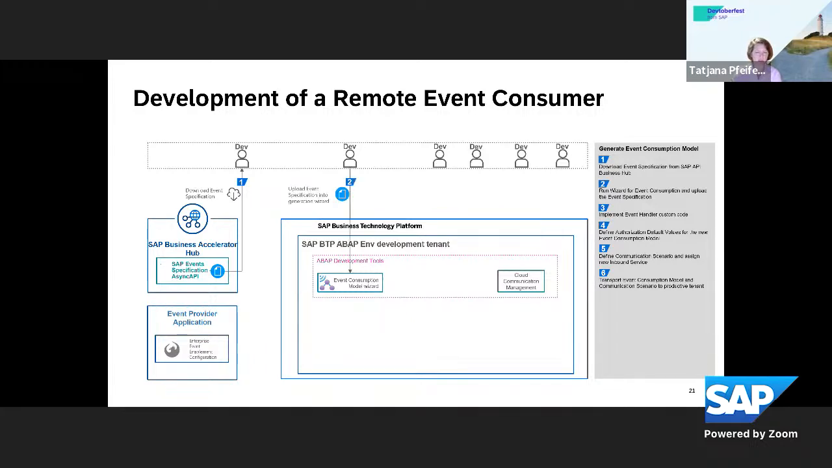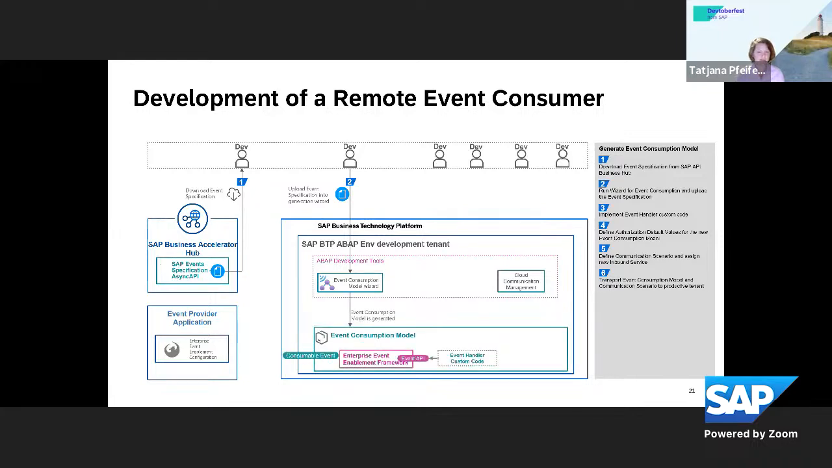And then we have to go into our development system and use a wizard, which we have prepared for that use case. This wizard imports the specification as it is in a file. And once you provide all the necessary parameters in the UI, you will see that the event consumption model is being created for you automatically. It contains a lot of artifacts that we need to consume the event.